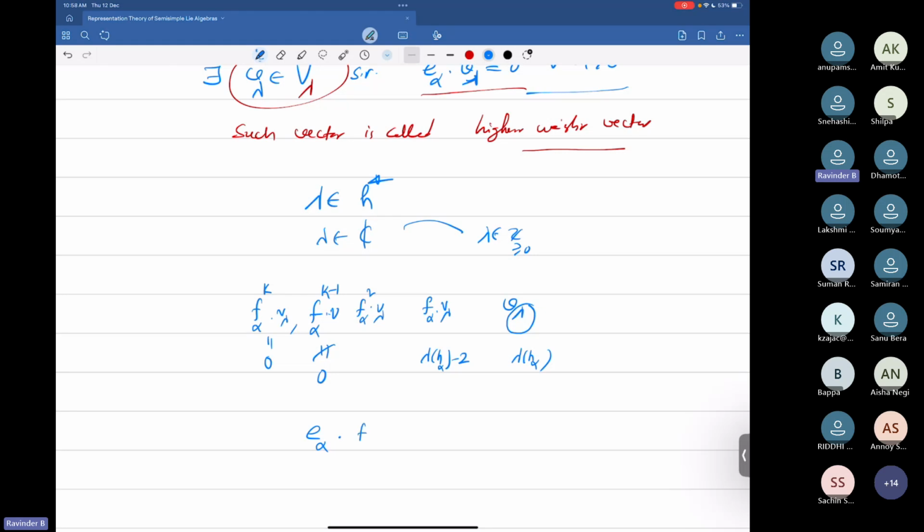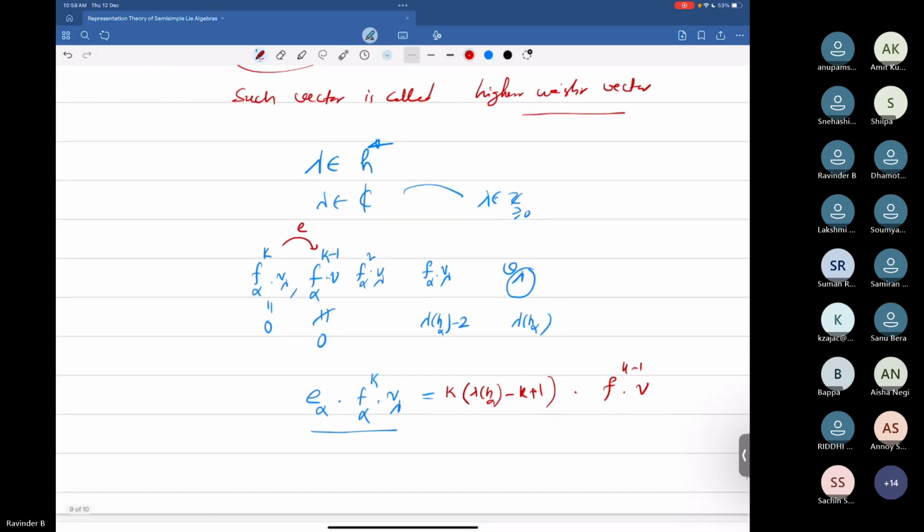It is the same proof that Shraddha did. I'm recalling the same proof. The thing she has used here is that if you do the SL2 calculation, E's will push back to this side, so you get this vector with some constant times. The calculation she has done is k times lambda of H alpha minus k plus 1. This is a simple SL2 calculation. This is 0, I know, but this vector is non-zero.